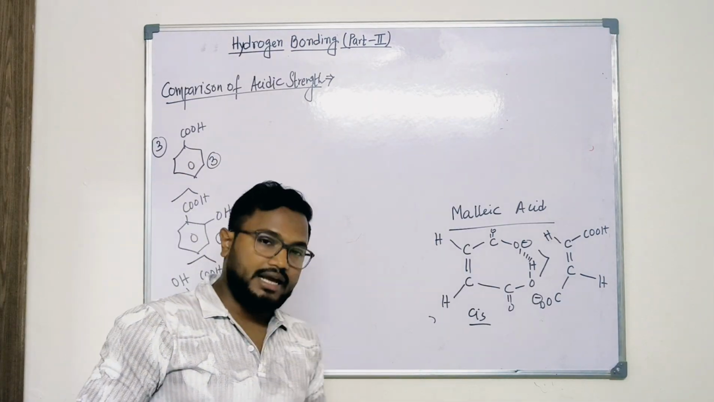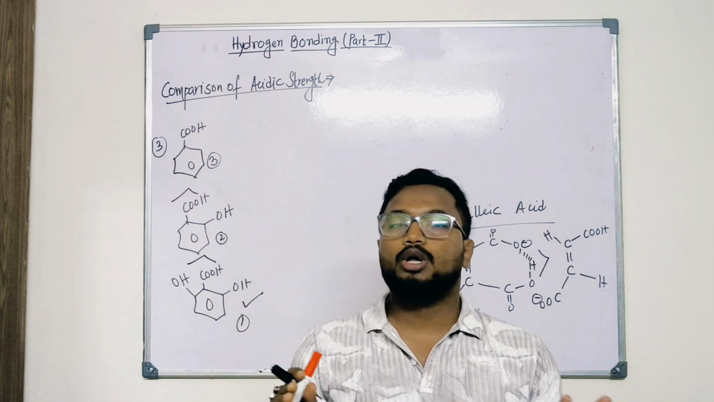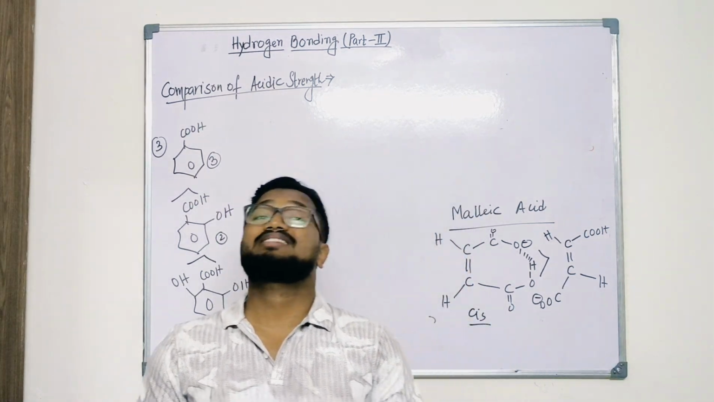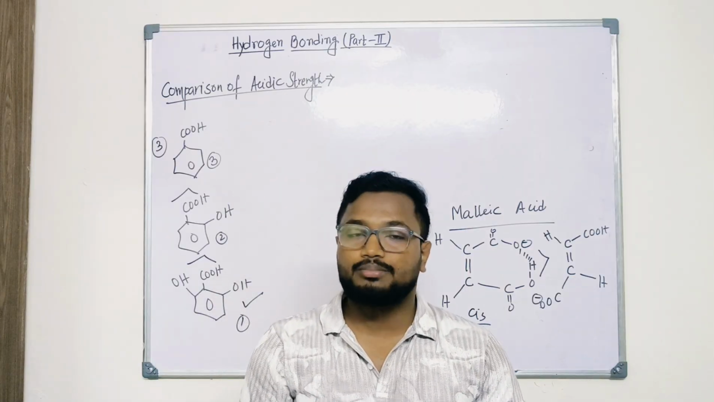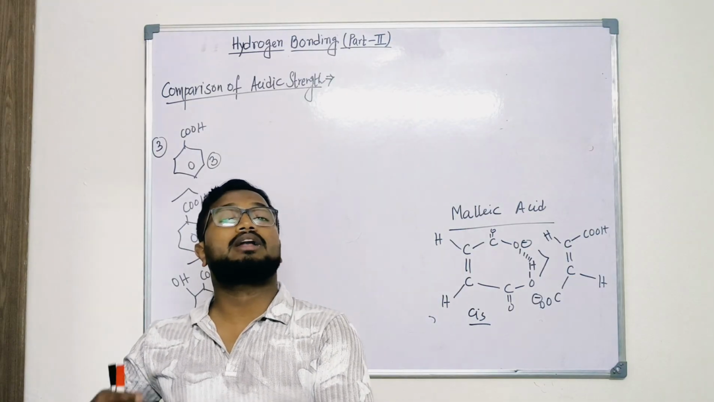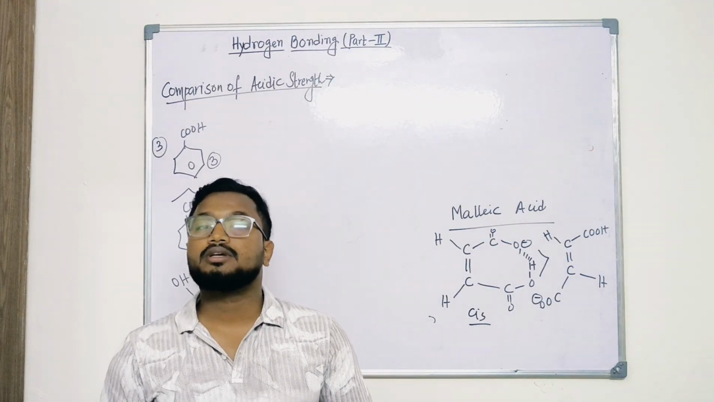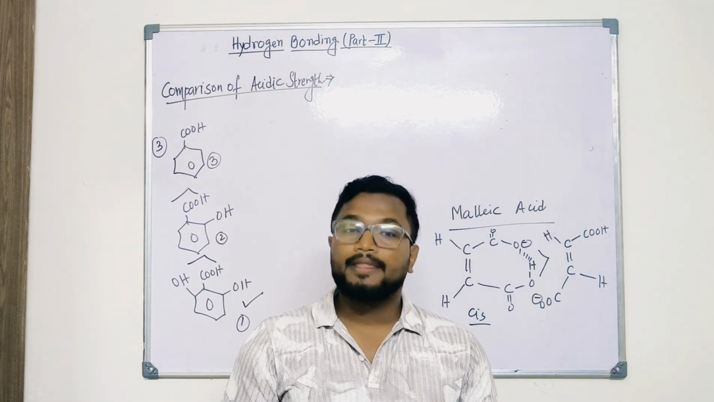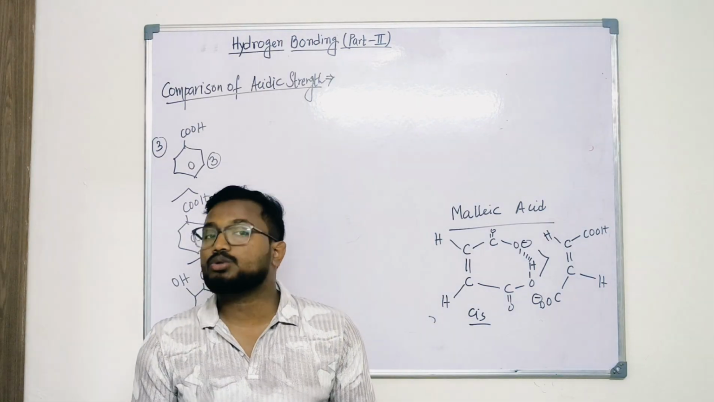So basically, I think you have understood all the logics of hydrogen bonding: how to decide melting and boiling points, how to count the number of hydrogen bonds, how melting and boiling points are affected in different groups, and how to compare the strength of hydrogen bonds. I think you have understood the concept.